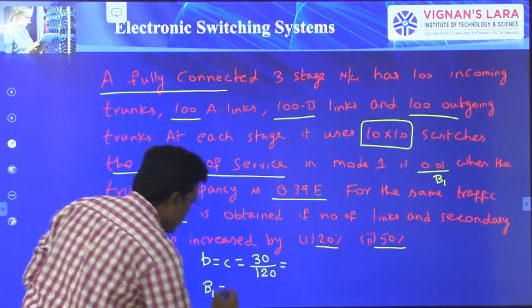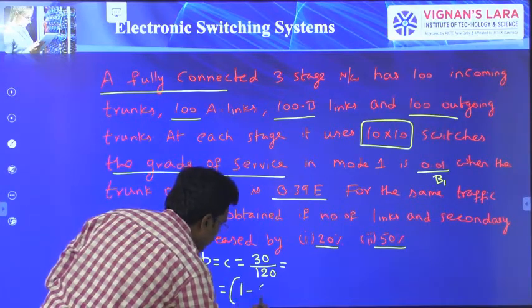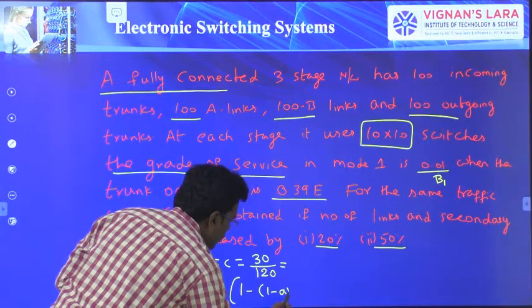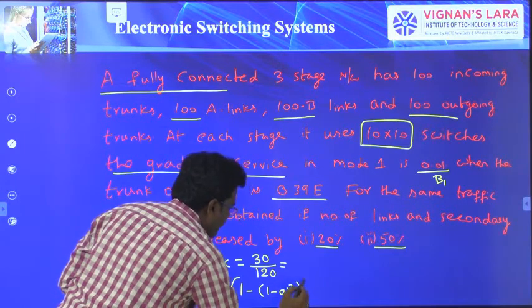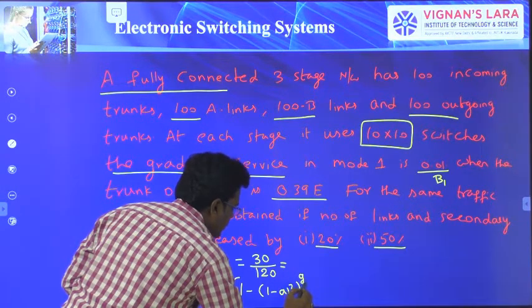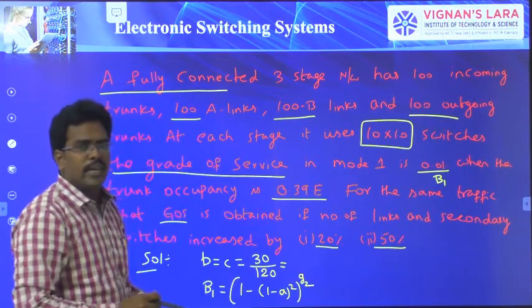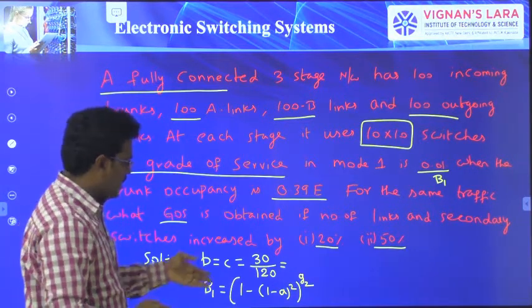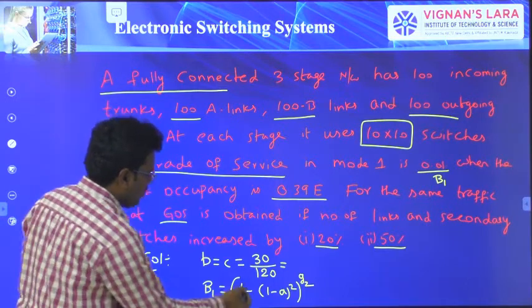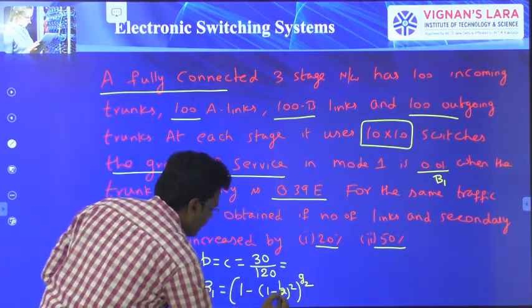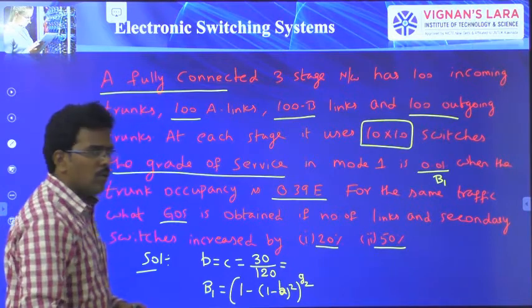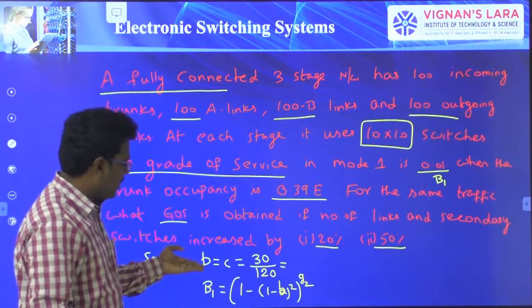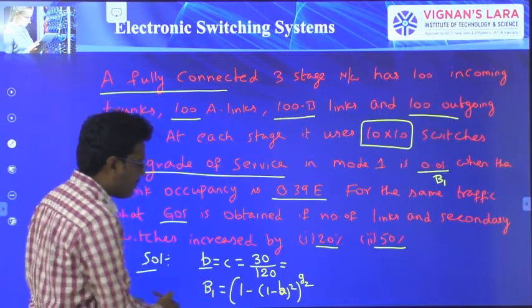So B1 is equal to the formula 1 minus of (1 minus A) whole square, whole power number of stages in second stage. This is the formula, right? So I have to substitute these values here. A or B, what will it be? 1 minus B whole power 2, whole power G by 2. So from this, try to find the value of B.